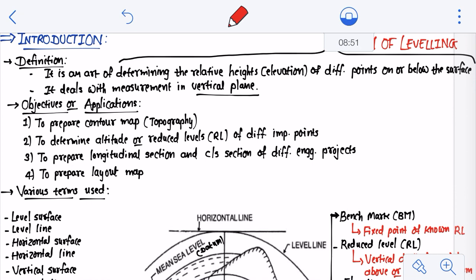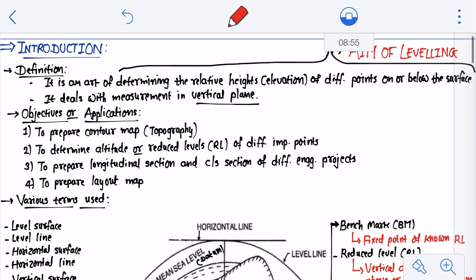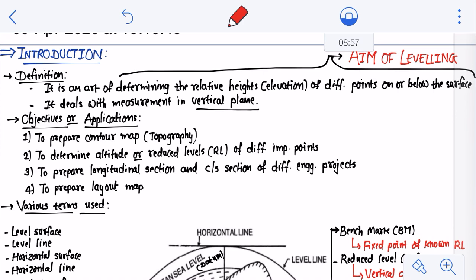So these are the two objectives of leveling, and if you elaborate these two objectives now, as you can see here, they are going to be termed as the applications, right? So the applications are very simple. The first one is to prepare the topographical map or contour map.